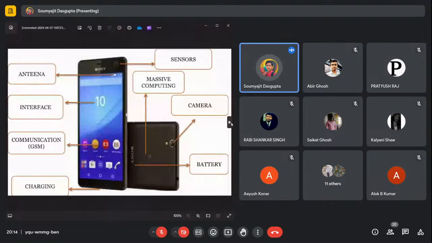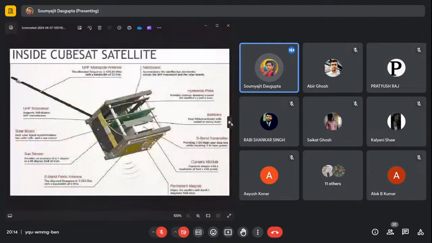So now the next slide, you can see that it is a CubeSat, inside of a CubeSat, right? So inside of a CubeSat, it has several components, or you can say several subsystems, right? So firstly, here comes the UHF monopole antenna, right?